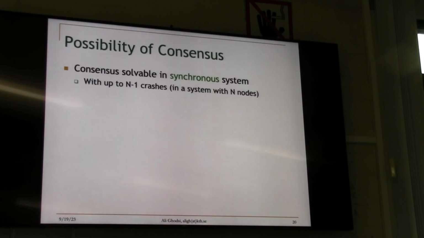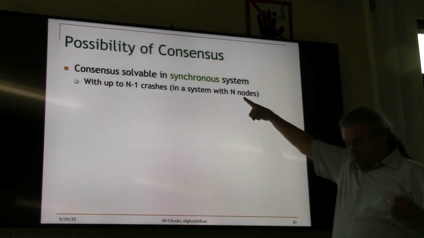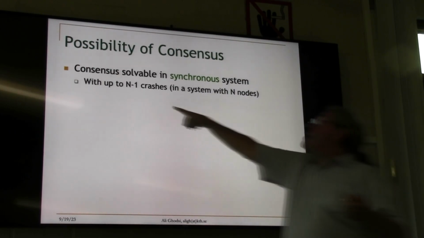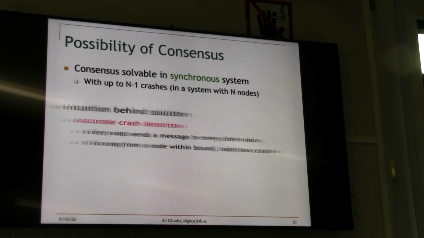Okay, now before making the break, let me just say one thing. If I have a synchronous system, consensus is very easy. It's so easy. Even if I have many, many crashes, if I have a system with n nodes, up to n-1 crashes, I can do consensus. Of course, at least one node has to survive. Okay? So how does it work?